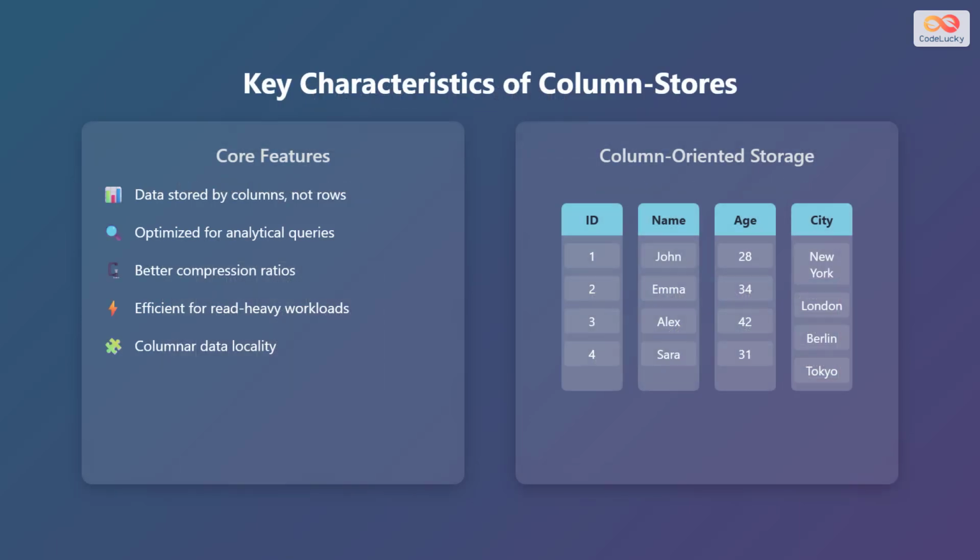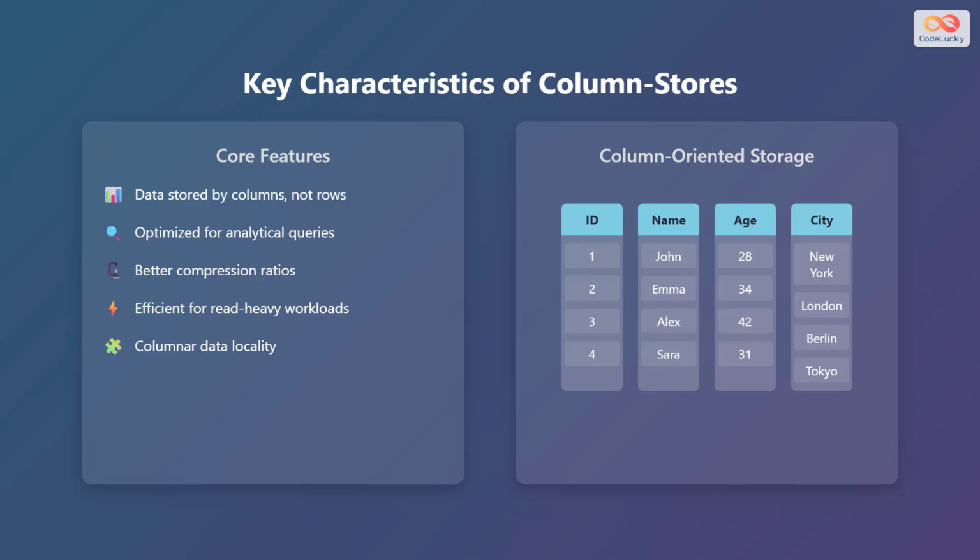Let's explore the key characteristics of column store databases. Firstly, data is stored by columns and not rows. Secondly, column store databases are optimized for analytical queries. Thirdly, they offer better compression ratios as compared to row store databases. Fourthly, they are more efficient for read-heavy workloads, and lastly, they offer columnar data locality.